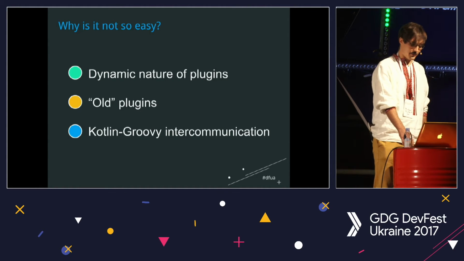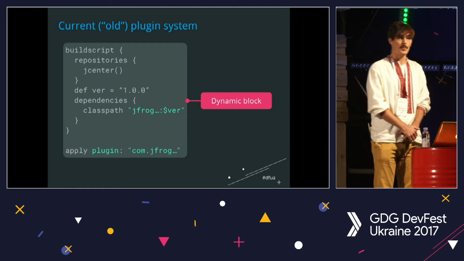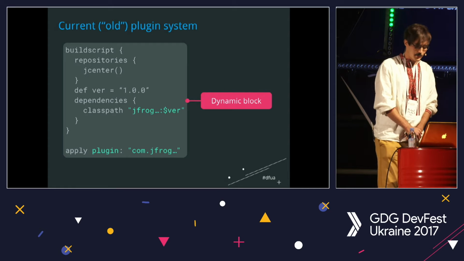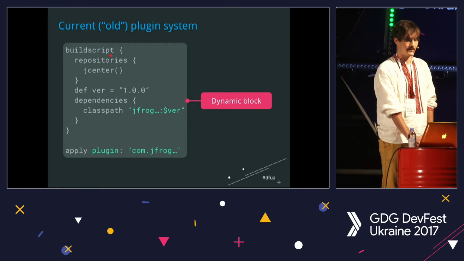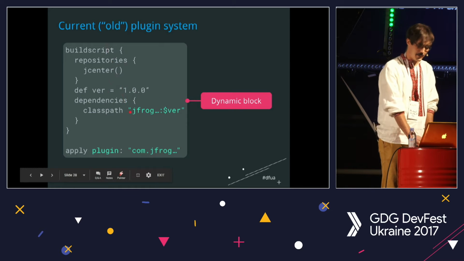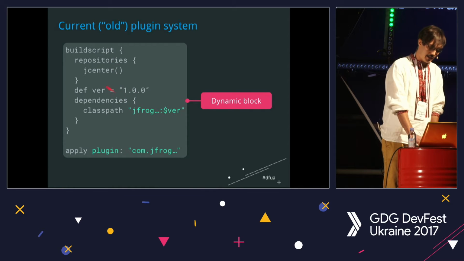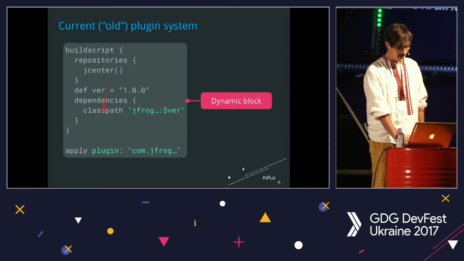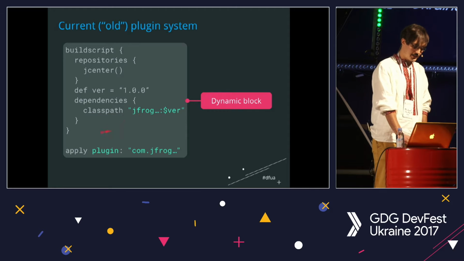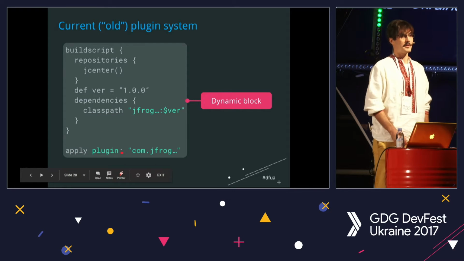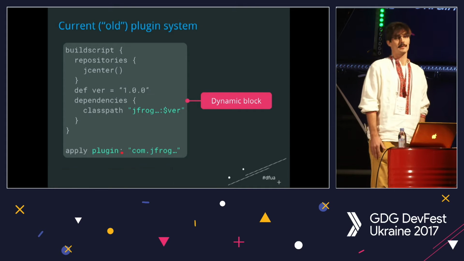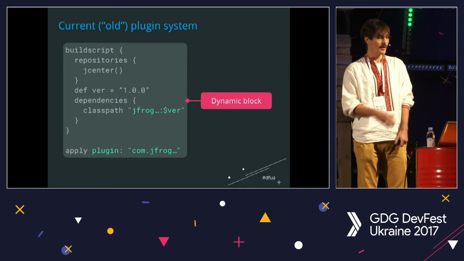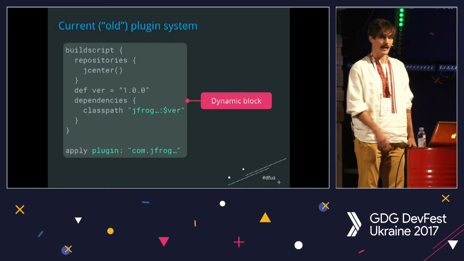Let's discuss the first problem. This is how we define plugins in Android projects now. For this, we use the buildscript section, a completely dynamic section where we can use variables. And in it, we tell Gradle where to look for plugins and what plugins we need. And after this, we apply the plugin. We can apply our plugin anywhere in our build script, and extensions of this plugin will be accessible only after this apply line.